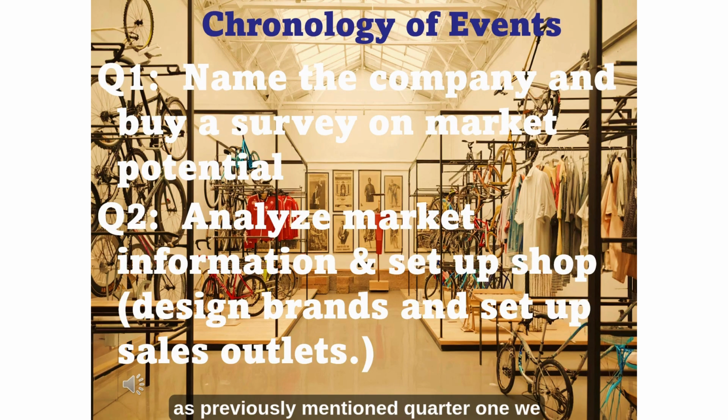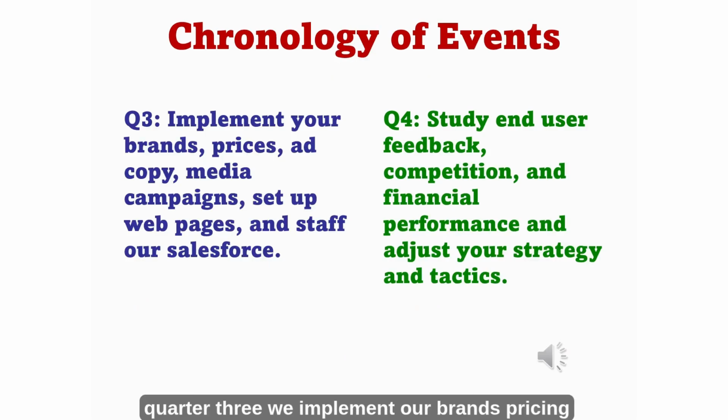As previously mentioned, quarter 1, we name our company and we buy our research so we can figure out where to put our stores. In quarter 2, we analyze that market information and set up shop. We design our brands and set up sales outlets. In quarter 3, we implement our brands, pricing, ad copy, media campaigns, set up our web pages, and staff our sales force.